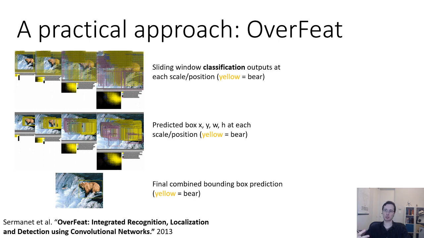Okay, so that's object localization. We can regress to bounding box locations. We can also do sliding window, and we can combine the two. We can have a sliding window where for every position we output a bounding box and then combine them in some way.